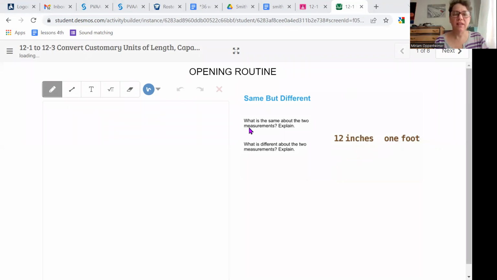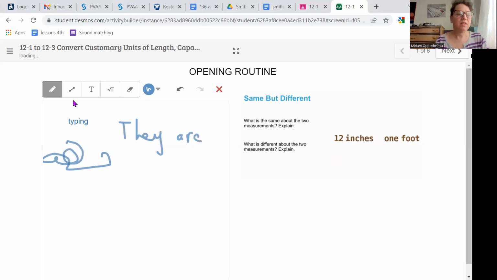But then it says, what's the same about the two measurements? You can go up here and do the typing, or you can write with this little magic marker. You can do that also. Basically, when you're looking at those things, you're going to say 12 inches and 1 foot, and you're just going to say they are the same. I think typing is probably easier. They are the same. 12 inches is 1 foot. Okay, so you should know that they are the same.